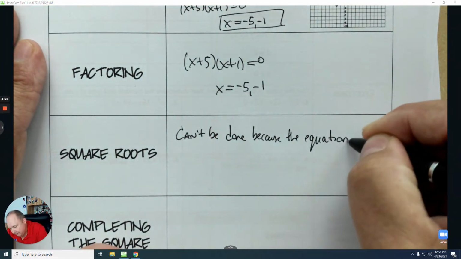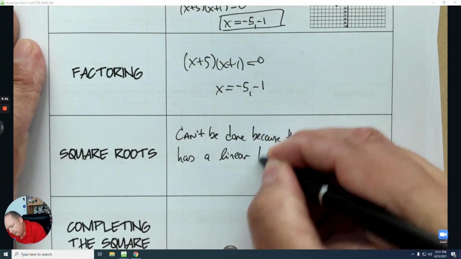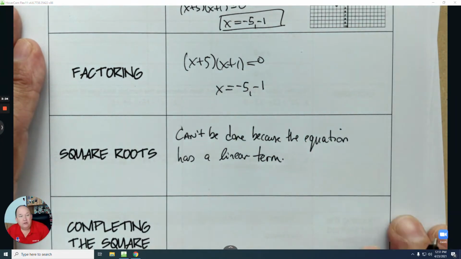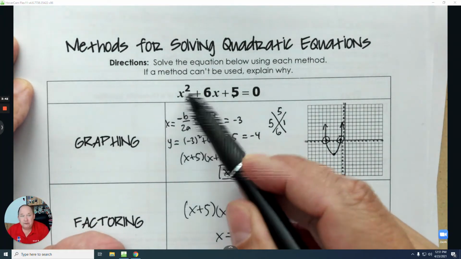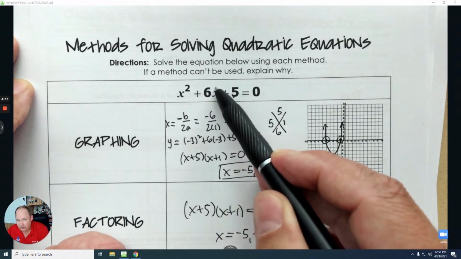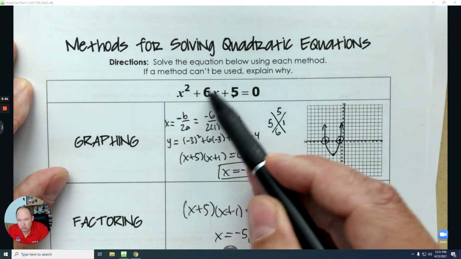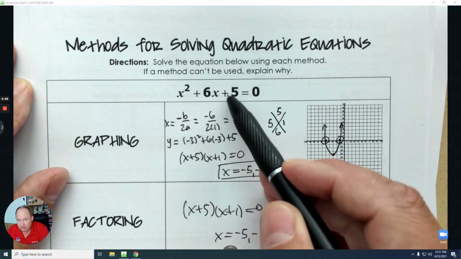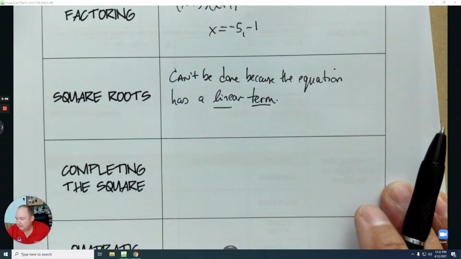And why can it not be done? A quadratic may or may not have a linear term. A linear term is a term with the exponent 1 on it. So if I look here, x squared is called the quadratic term. 6x is the linear term because it has a 1, and then 5 is the constant. If there was no linear term, if it was just x squared plus 5, then you could solve using square roots.